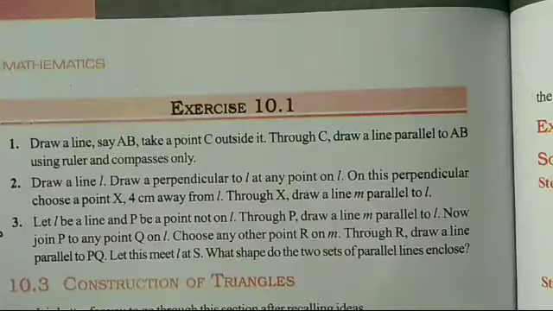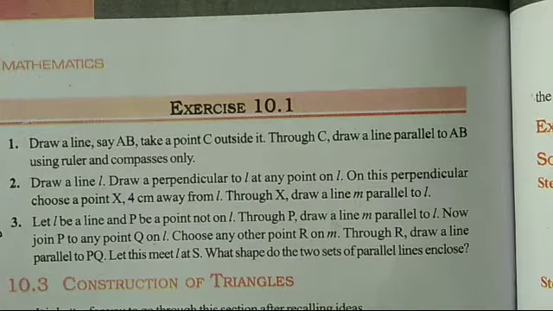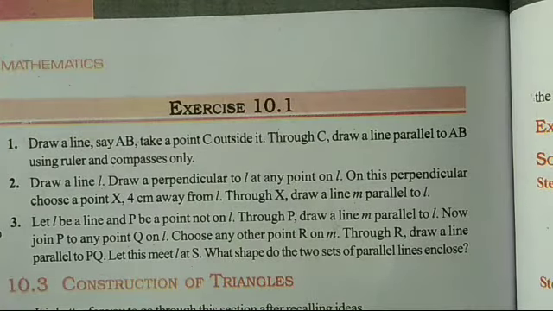Today we are going to discuss exercise 10.1 of chapter 10. This is practical geometry. Looking at the very first question: draw a line, say AB, take a point C outside it, and through C draw a line parallel to AB using ruler and compass only. So how to solve this question?